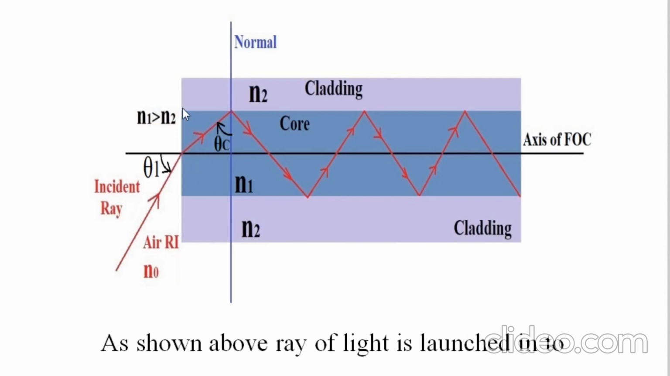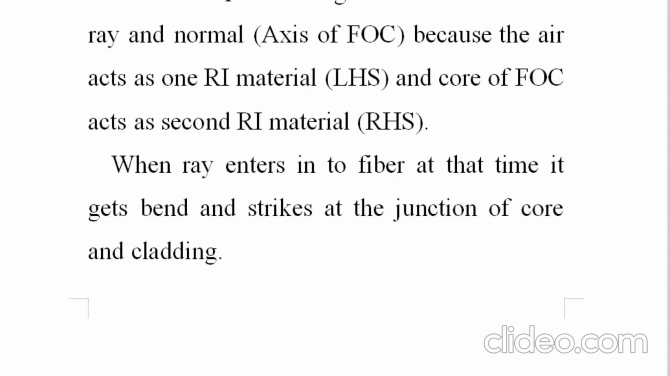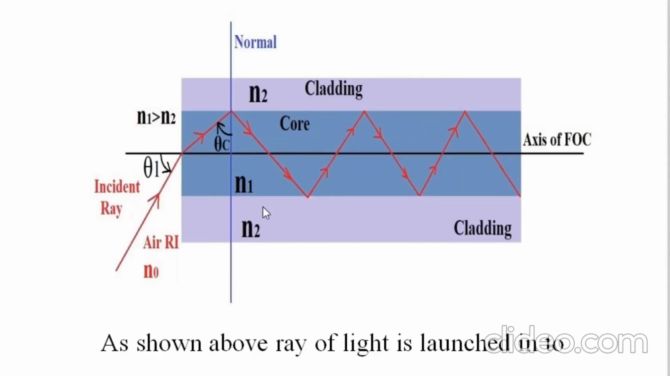So this is the junction, and this is the normal to that junction, that is the axis of the fiber. It is very simple if you understand it. When the ray enters into the fiber, at that time it gets bent and strikes at the junction of core and cladding. Why is there bending? Because the core's refractive index is different. So it gets bent and strikes at the junction of core and cladding.